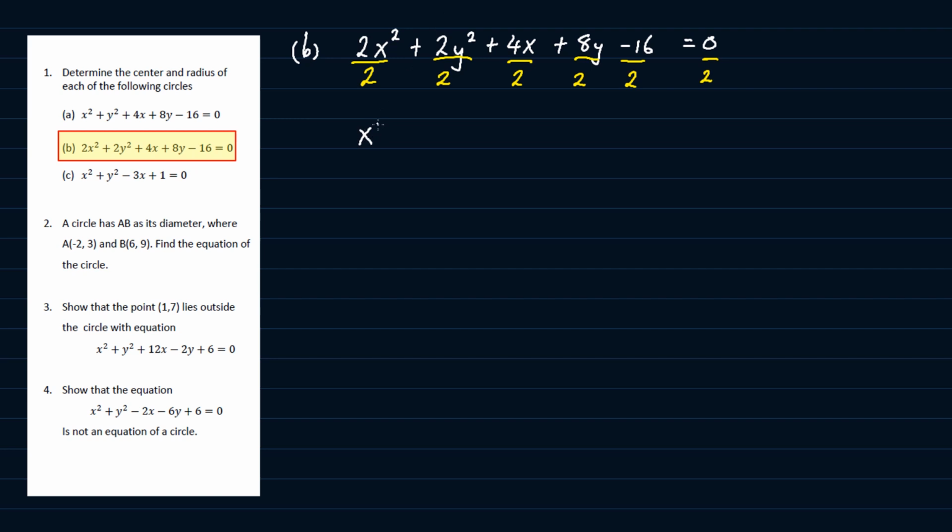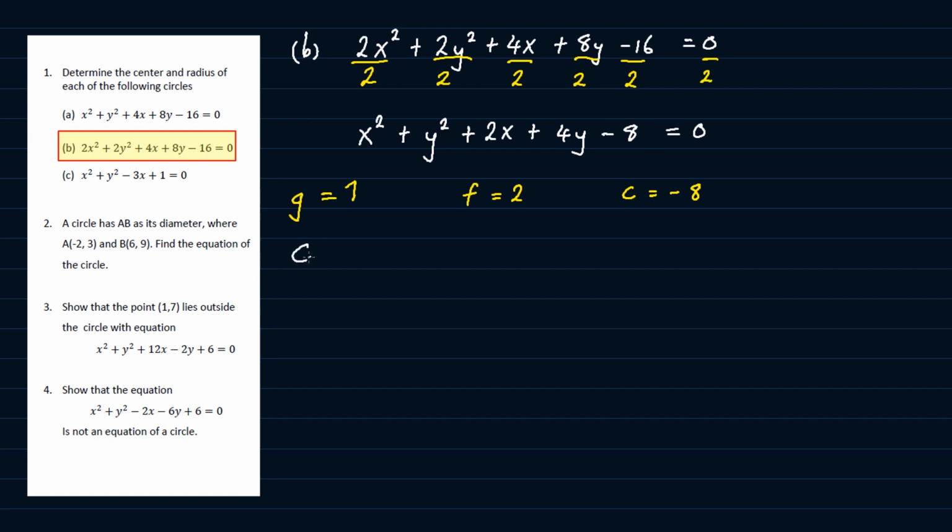So we have x squared plus y squared plus 2x plus 4y minus 8 is equal to 0. So I can now find the center and radius. So I'll need G, F, and C. For G, that's half of the coefficient of x. So half of 2 is 1. For F, that's half of the coefficient of y. So that's 2. Then C is the constant.